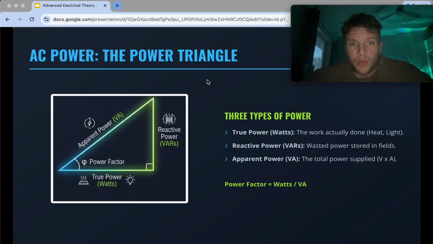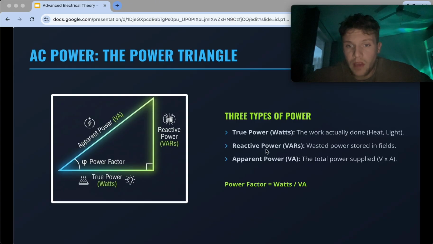The reason that this is important is because of the power triangle, right? So we have the apparent power, the reactive power, and the true power. So true power works as the work actually done, so for heat and lights and motors and all that stuff, right? Reactive power is the wasted power stored in the fields, right? So you don't want a lot of reactive power. The apparent power is the total power supplied.